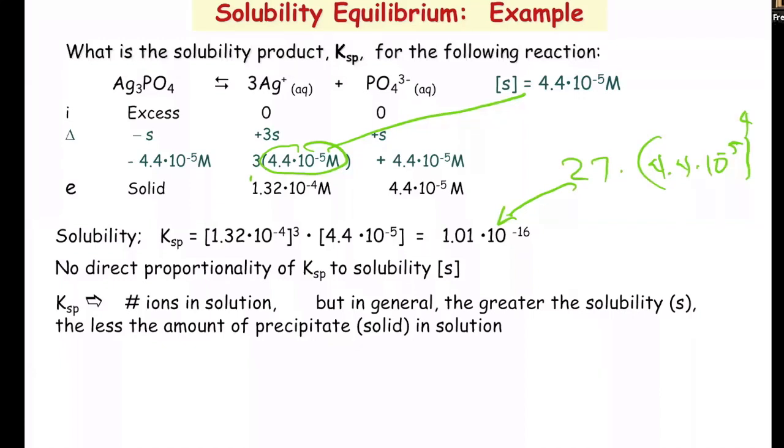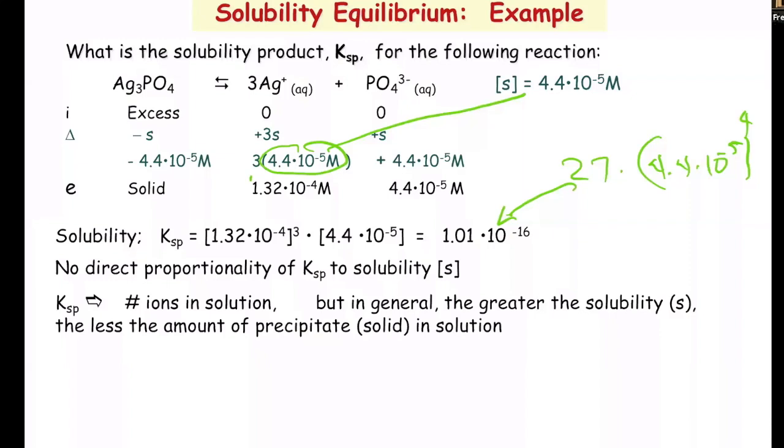That's why we say it's insoluble, because the amount of phosphate that you find in solution is only going to be 4.4 times 10 to the minus 5. And that's true whether you put 1 gram of silver phosphate in that solution or half a gram, because the 1 gram and half a gram are going to be a solid. And so you're going to get that amount. Okay, so that's how you would solve these types of problems.